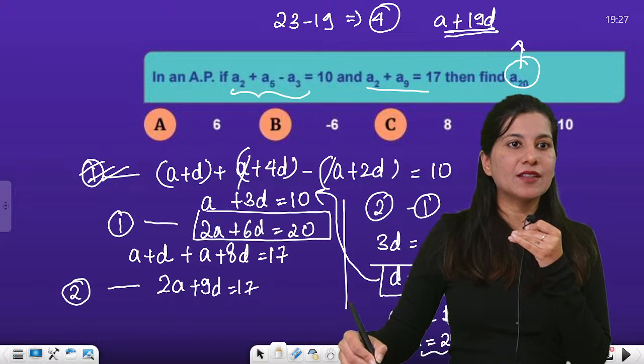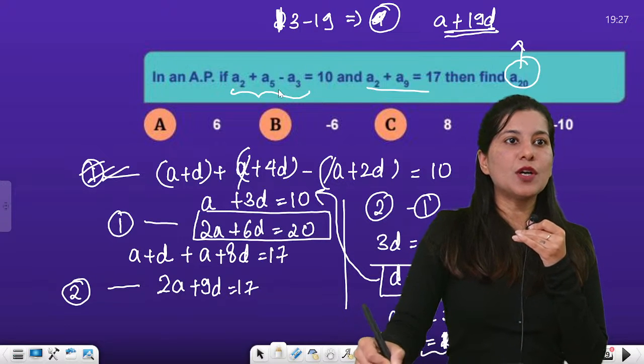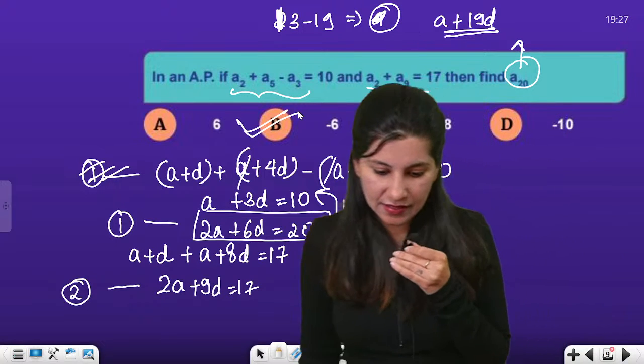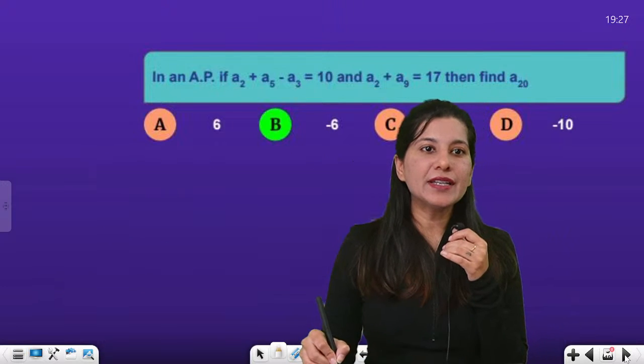Okay, this is your 10, so 13. A is 13, sorry. 13 minus 19 is what? Minus 6, option B. Yes. Clear, clear, clear. Done and dusted. Shall we move on to our next thing?